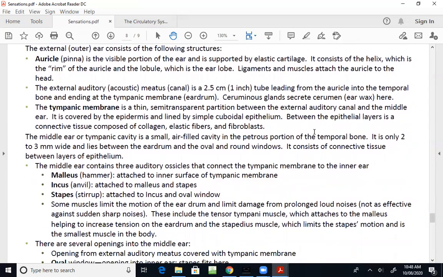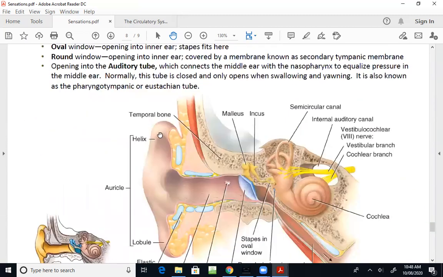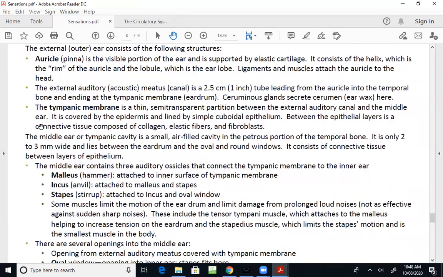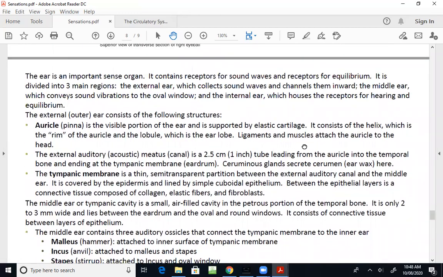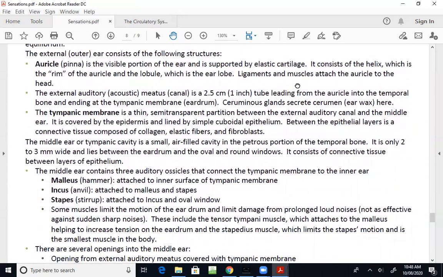All right, the parts of your external or outer ear include the auricle, a fancy term for the ear that you get pierced, or scratch or whatever. Another term for it is the pinna. It's the portion of your ear that you can see, supported by elastic cartilage. There are 2 major parts to it: the helix, which is the rim, and then the lobule, which is your earlobe, the lobe that a lot of people have pierced. Ligaments and muscles help attach our auricle to our head.